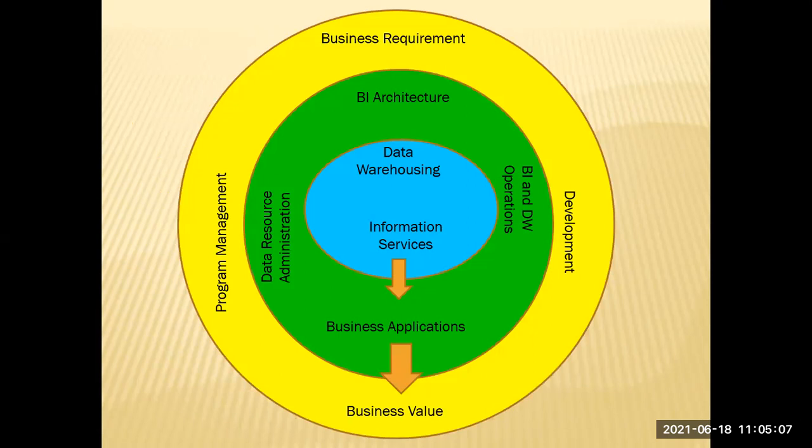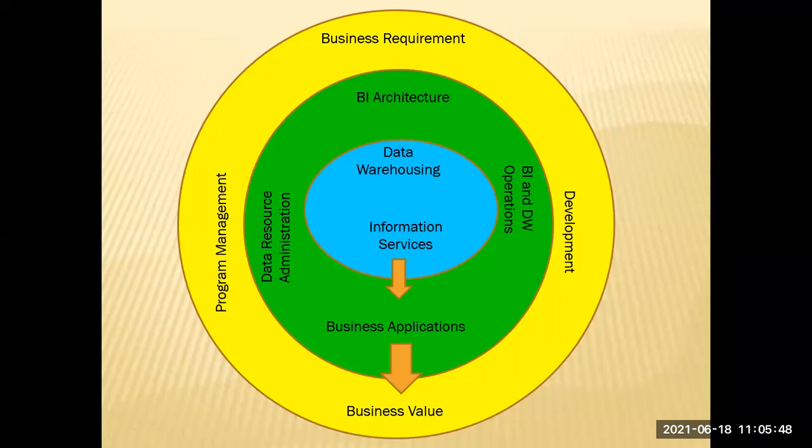The outer ring in yellow color is your business layer. A business layer is made up of four components. Which are the four components for the business layer? You can see here you have program management, you have business requirement, then you have development, and the last one, that is business value. So this outer yellow ring is your business layer. The business layer is again divided into four sub layers.